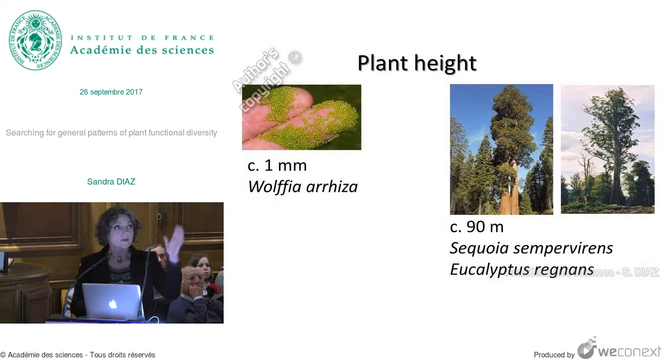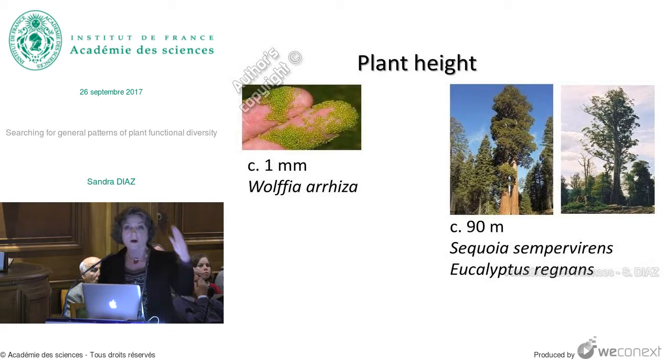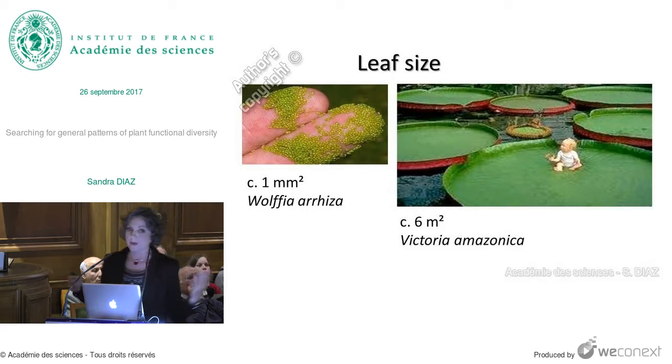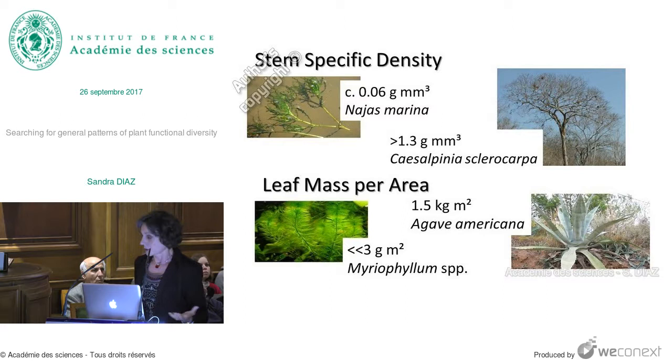So, for example, we had plants from about 1 centimeter or less tall all the way to plants which are almost 100 meters. Plants with seeds or spores which are smaller than a speck of dust all the way to 20 kilogram seeds. Leaves which are less than 1 millimeter wide all the way to leaves which are almost 3 meters wide. And the same with the other traits. So although we don't claim to have covered the whole range of these traits on Earth, we think we are reasonably close.